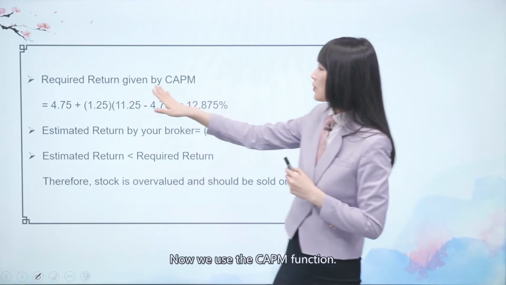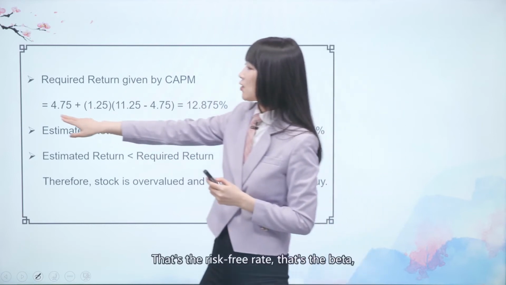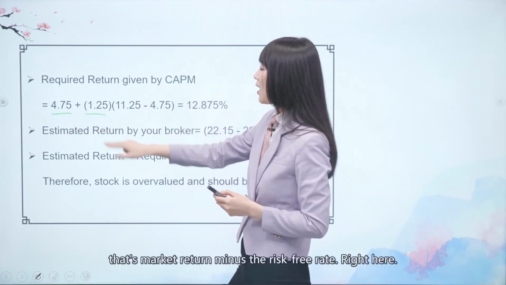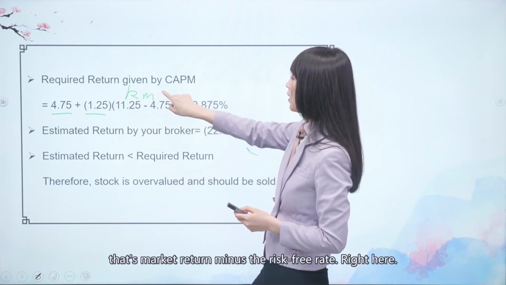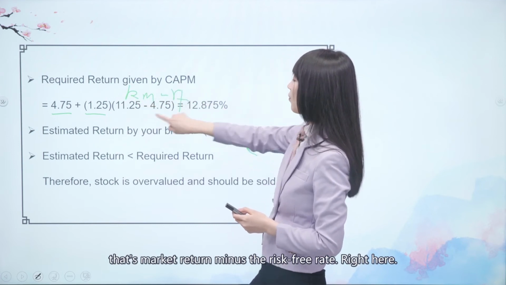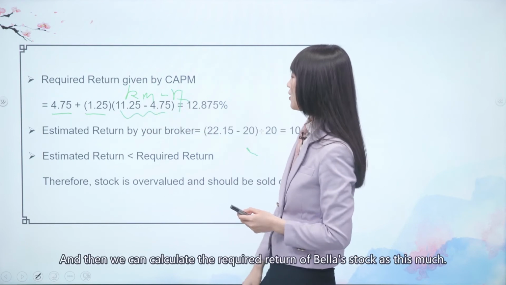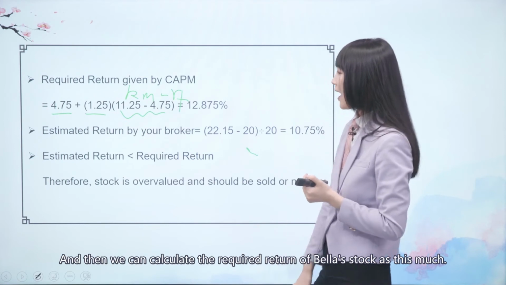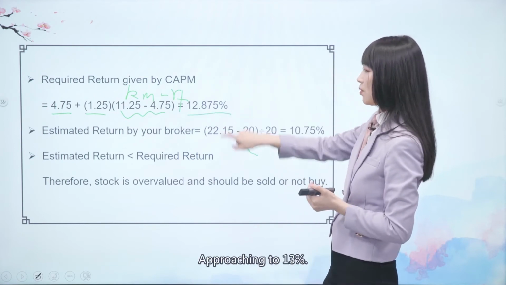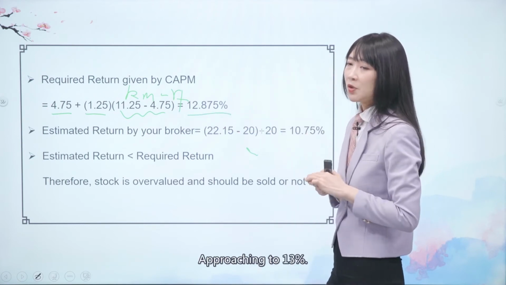Now, we use the CAPM function. That's the risk-free rate, that's the beta, that's the market return minus the risk-free rate right here. And then we can calculate the required return of Bella's stock as this much, approaching 13%.